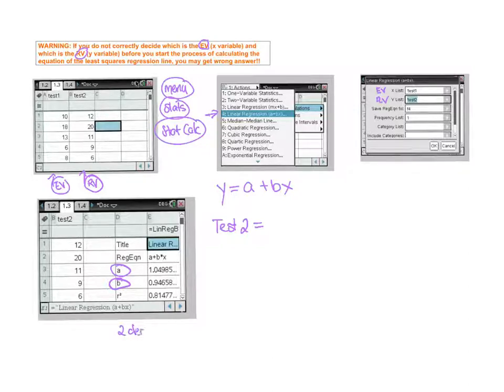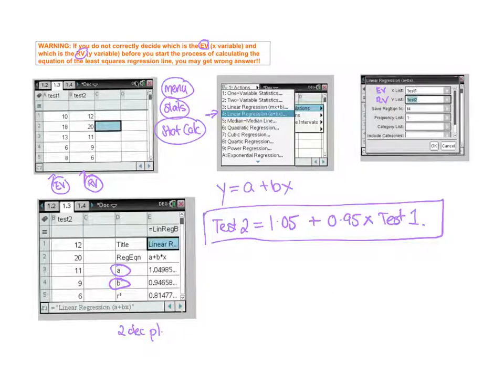So 2 decimal places. We'll have test 2 equals A, so 1.05 plus B, which is 0.95 times test 1, which is our explanatory variable. Okay, so now I have a formula, a least squares regression line, and I could predict.